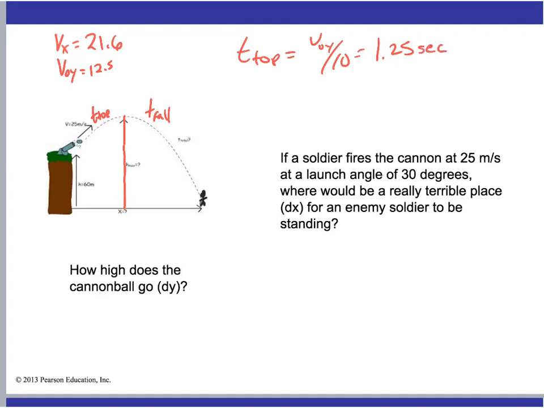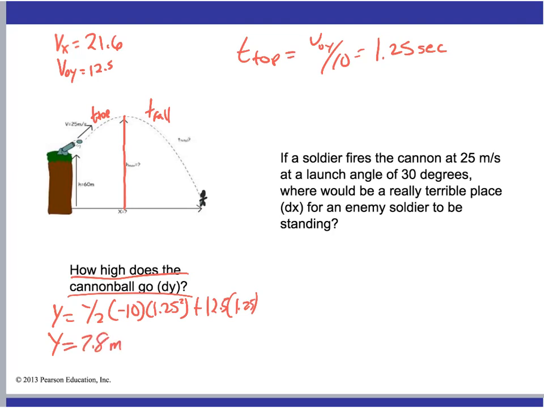Okay, that'll allow us to figure out this one. How high does the cannonball go? So we can do y equals 1/2 times -10 times 1.25 squared plus 12.5 times 1.25. So -5 times 1.25 squared plus 12.5 times 1.25, and we find that our ball goes 7.8 meters, but then we have to add in that 60 meters, so it ends up going 67.8 meters high.